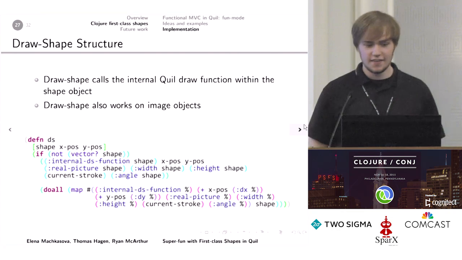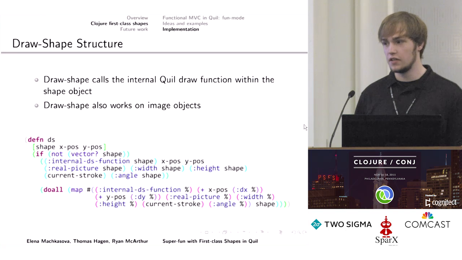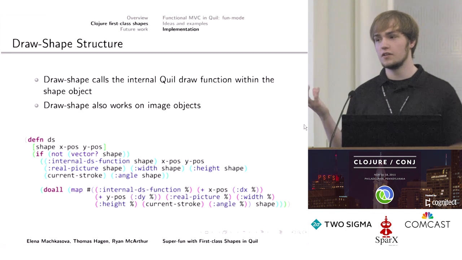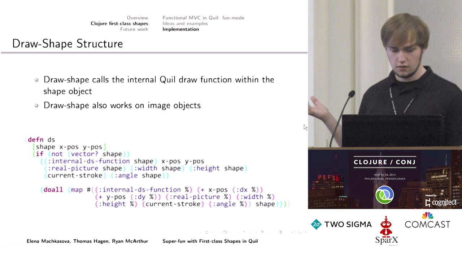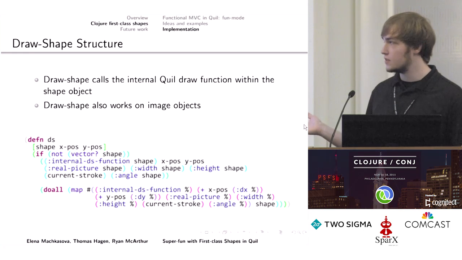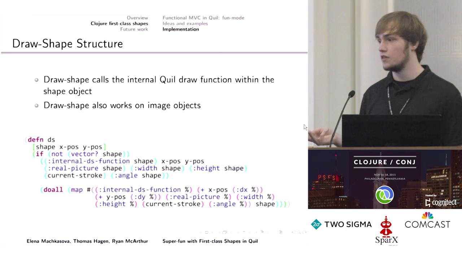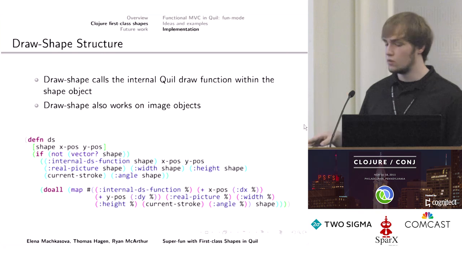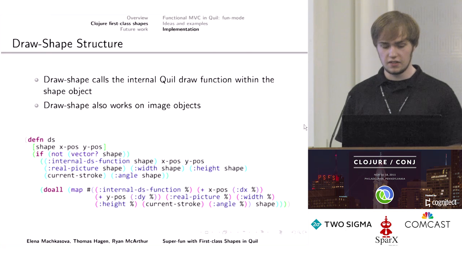So that's the draw shape structure. Whenever you want to take your first class shape object and translate that to pixels on the screen, you can call ds, and the function for that is here. So it takes in your shape object and the x and y positions that you would like your shape object to be on the canvas. And then within there, we have to check whether or not you're passing it a complex shape or a simple shape, dictated mainly by whether or not you're handing it a vector.